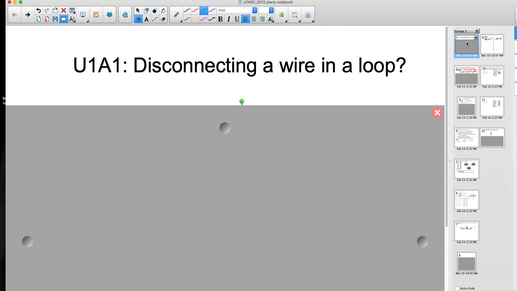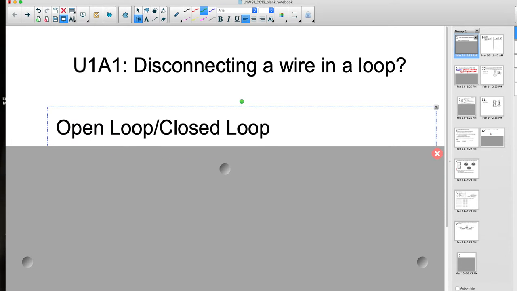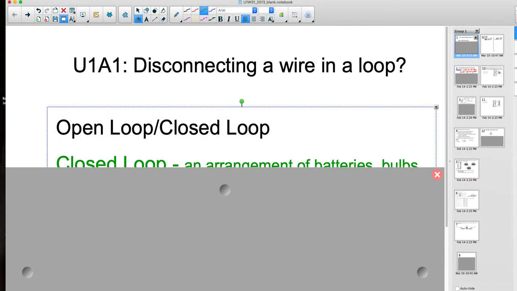So today we reviewed what happened in Unit 1, Activity 1, disconnecting a wire from a loop. We had two bulbs and a 3-cell battery pack and disconnected the wire at various parts all around the loop and disconnected a cell or a bulb. In any of those cases, whether we disconnected a wire, a cell, or a bulb, both bulbs became unlit at the same time. We came up with two new terms today, an open loop and a closed loop.